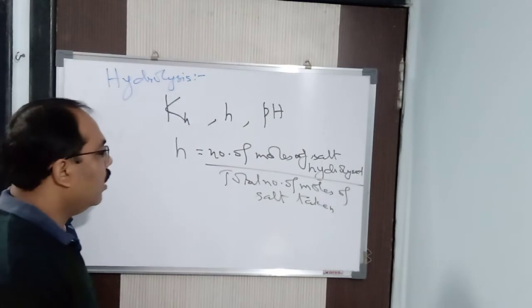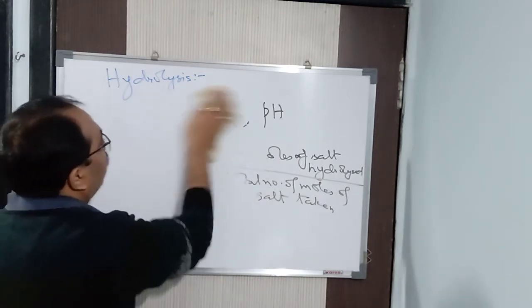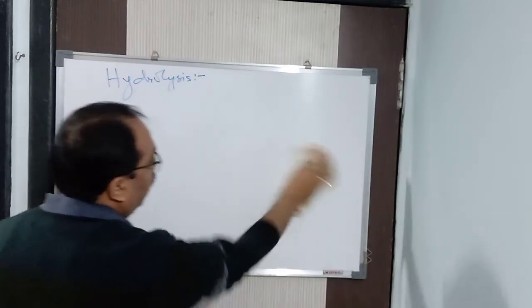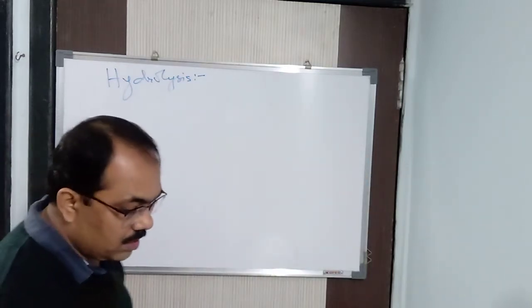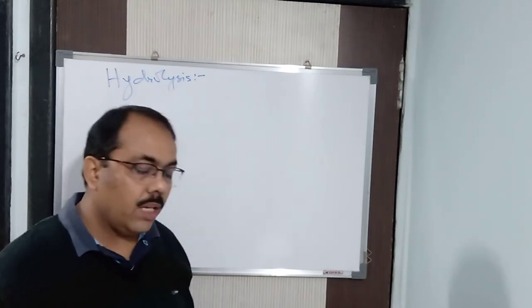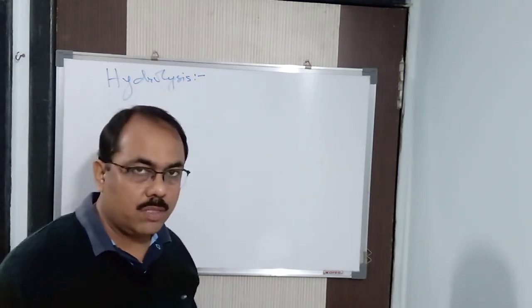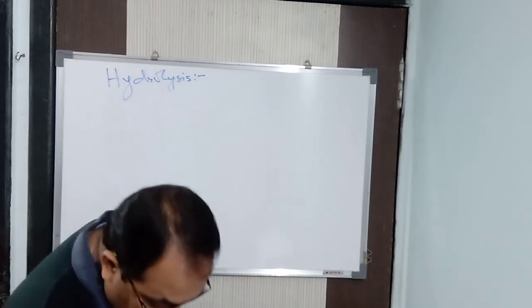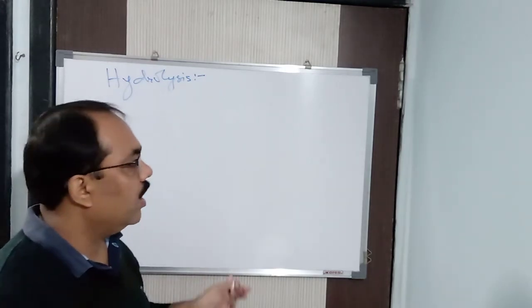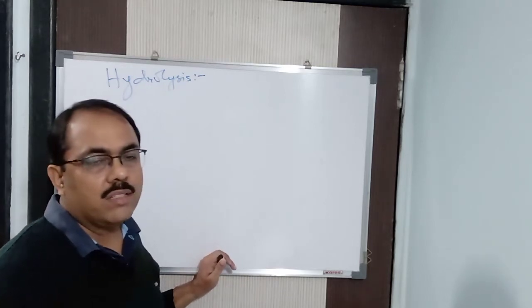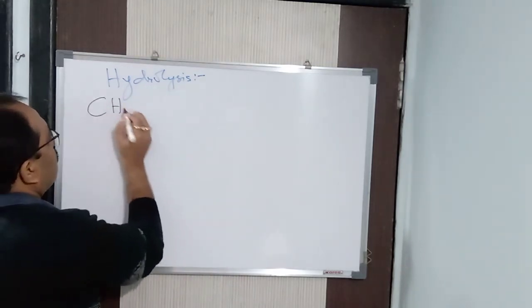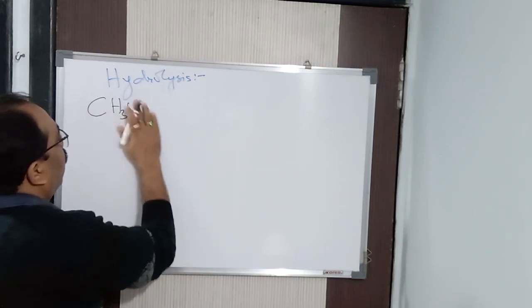Fine. So in this way, we will take one category and determine the formula, because the derivations are the same for all the categories. Here we will take a salt of weak acid and strong base. Under weak acid, strong base, we can have sodium acetate, CH3COONa.